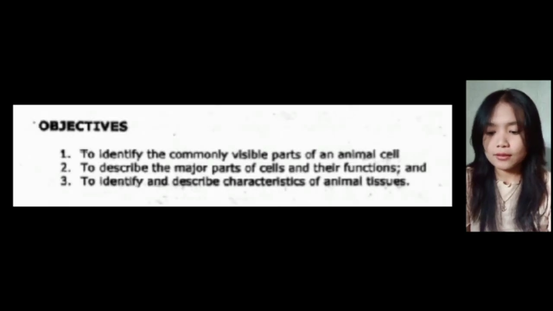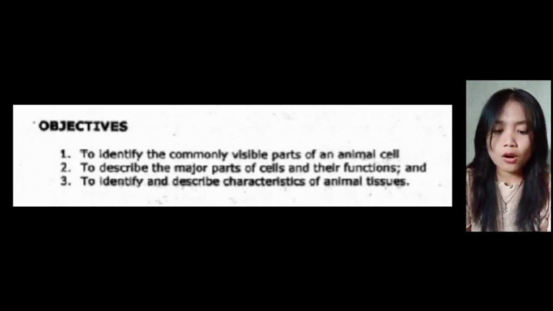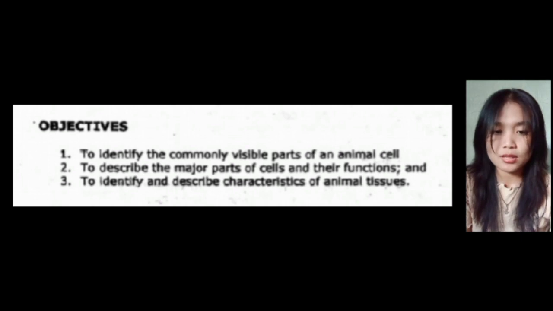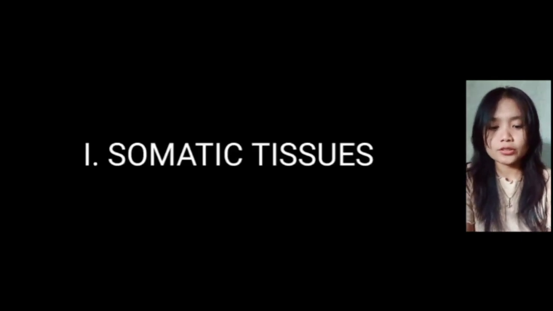Okay, the objectives. First, to identify the commonly visible parts of an animal cell. Second, to describe the major parts of cells and their functions. And third, to identify and describe characteristics of animal tissues. Okay, let's move on to somatic tissues.